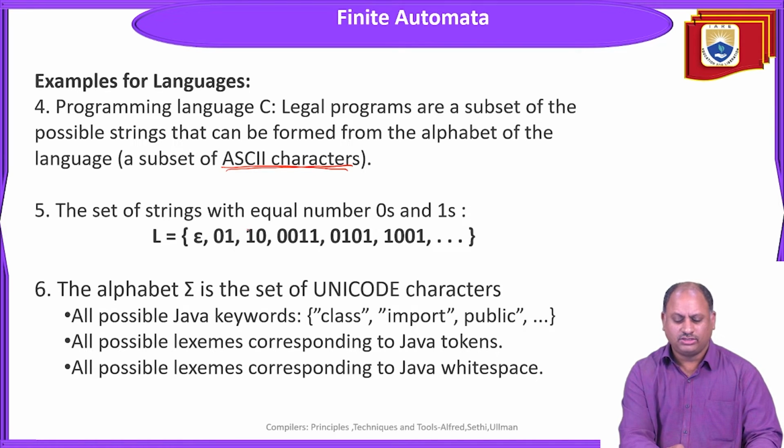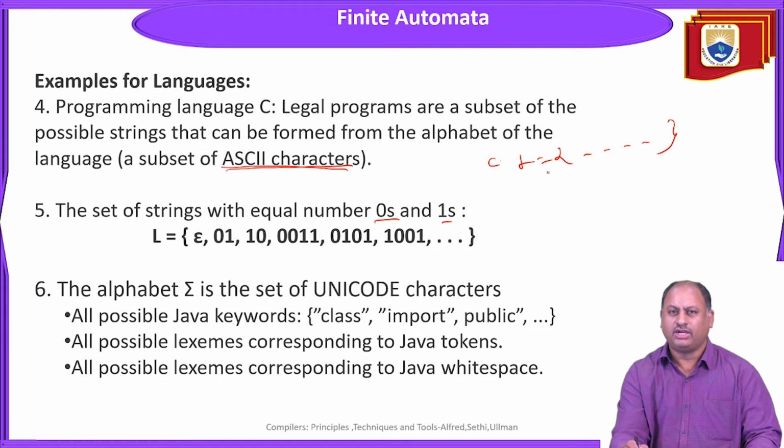And another one is equal number of zeros and ones. Our language itself, the C programming language, can be considered as a language, which contains a possible set of sequences of characters. L equals all characters, where ASCII characters are to be considered. That is also one language.